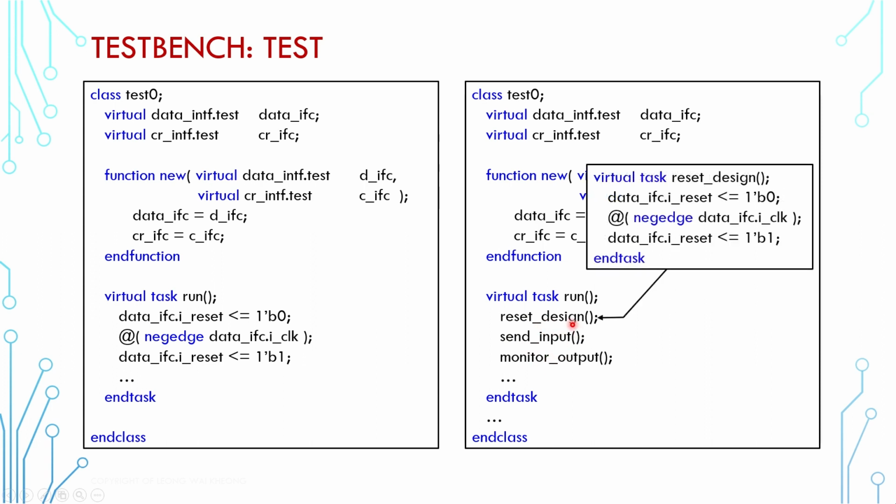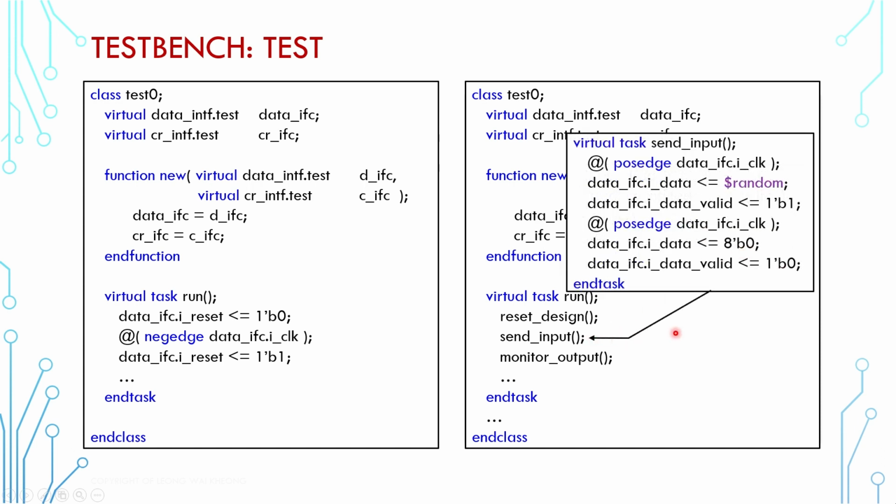This is the reset design task. It drives reset to 0 and after a while back to 1. This is the send input task. It sends random data for one clock and drives data and data value to 0 after that. I'll skip the monitor output task for now. We'll write a proper one in a future video. But you should get the idea. That is to create the task based on intent.